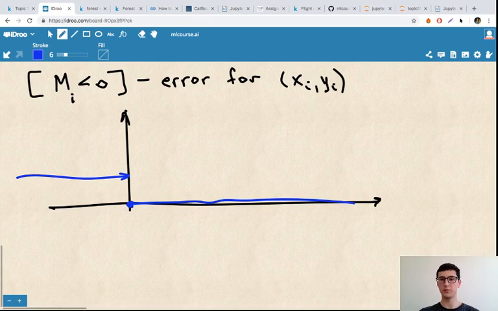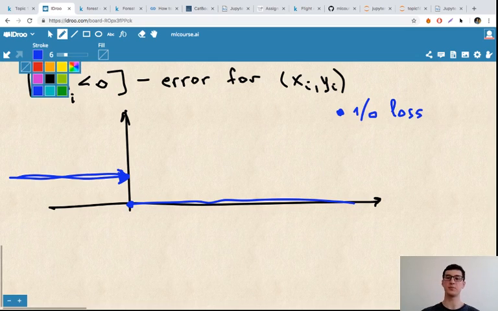So this blue will stand for 0, 1 loss. As we discussed, we can't actually minimize it efficiently because you see its derivative is almost always 0, and here when margin is 0, derivative is infinite.